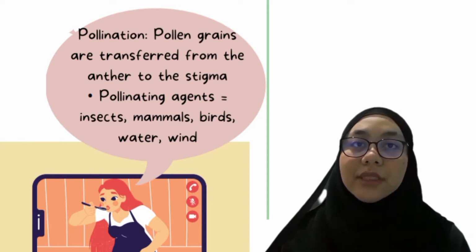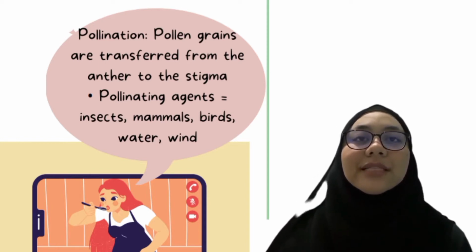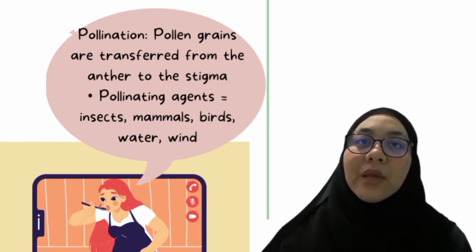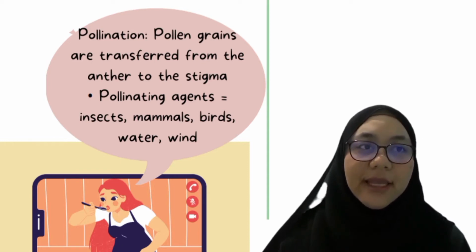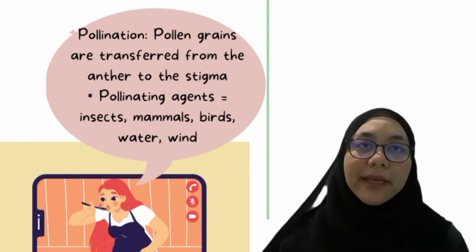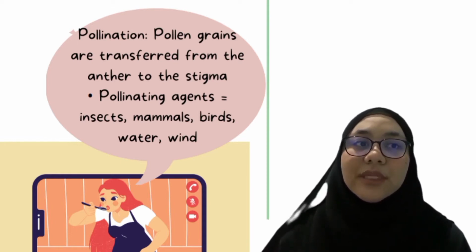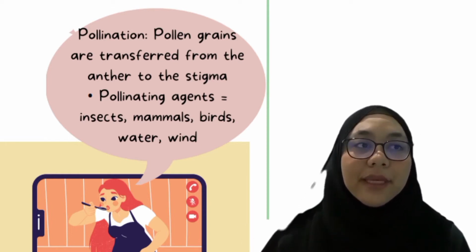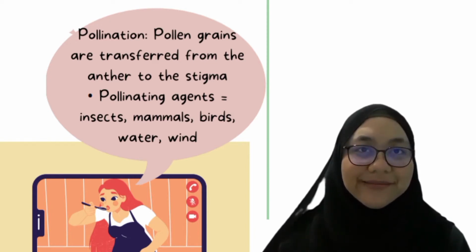The end of the pollen tube will secrete an enzyme to digest the tissues of the style. When it reaches the embryo sac, the pollen tube will penetrate the ovule through the micropyle. The tube nucleus will degenerate and both male gametes will enter the embryo sac.